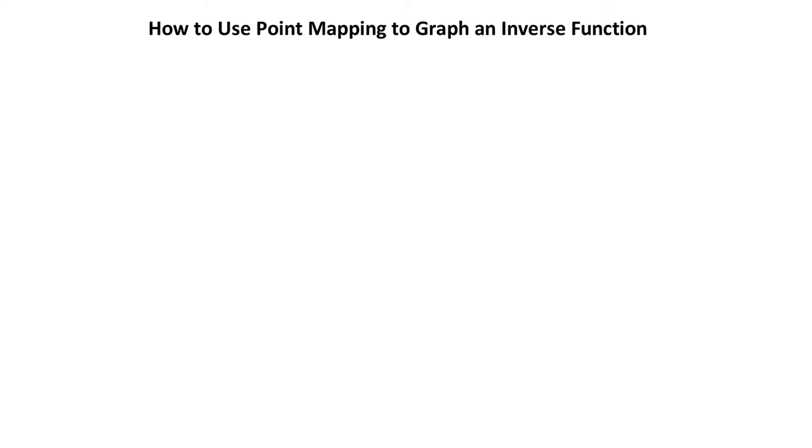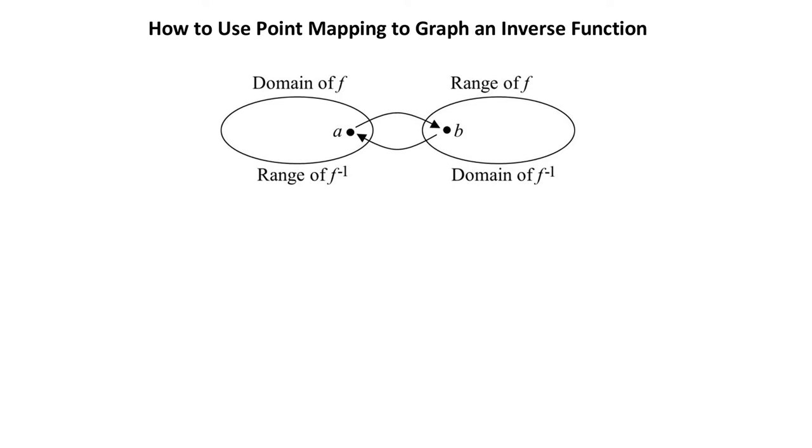Using algebra to find the inverse of a one-to-one function can be difficult, but we can define an inverse function graphically without ever identifying its equation algebraically. We know that inverse functions swap domain and range. This means that inverse functions swap inputs and outputs.